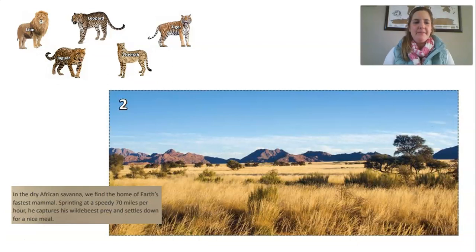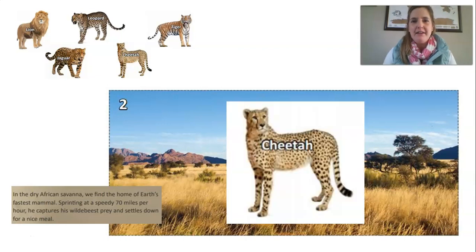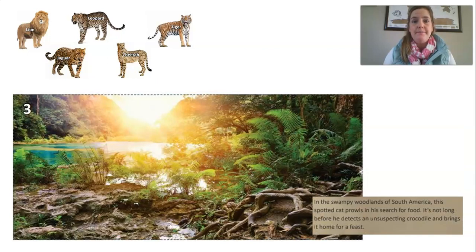Okay, next one. In the dry African savanna, we find the home of Earth's fastest mammal. Do you know an animal that's fast, one of these cats? Sprinting at the speed of 70 miles per hour, he captures his wildebeest prey and settles down for a nice meal. What is a really fast feline, a fast animal from the cat family? Cheetah. Did you guess that? A cheetah is really fast.